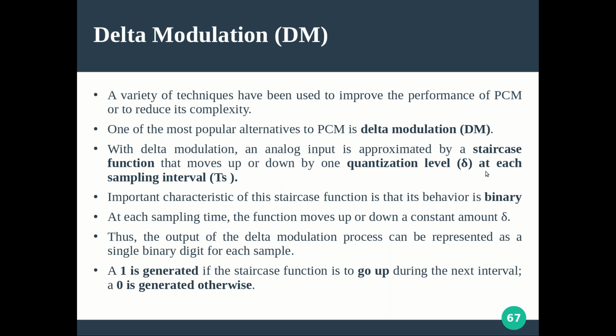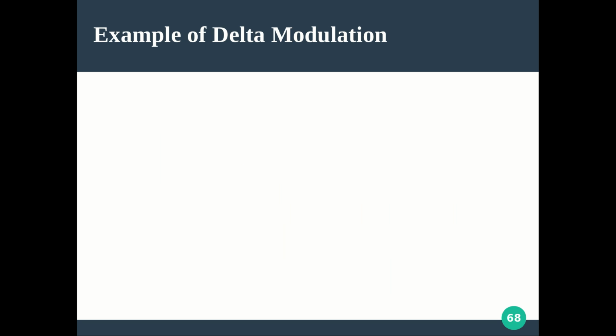And we will be assigning that single bit for each sample value like this. A 1 is generated if the staircase function is going up. As I already told you, there are up and down movements for the staircase function. For up movement we are giving 1, and for down movement we are giving 0. That's all. We will see with an example.